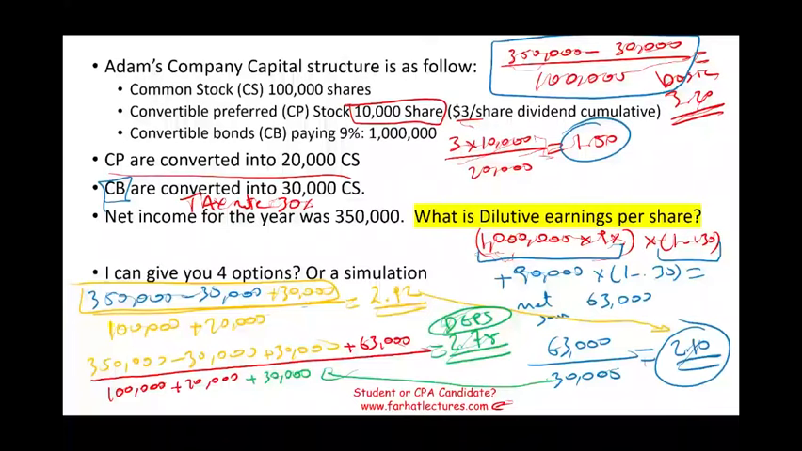Now, if I did this computation and the answer was higher than 2.92, it's anti-dilutive, but it should not be. Then I did something wrong in my math, so I'll have to redo all the math. So first, the degree of dilution. The preferred is more dilutive than the bond. I will start with that. After I converted the preferred, I noticed that the bond is also dilutive, so I added it. Otherwise, if this answer was below 2.10, you don't add the bonds because they're no longer dilutive.